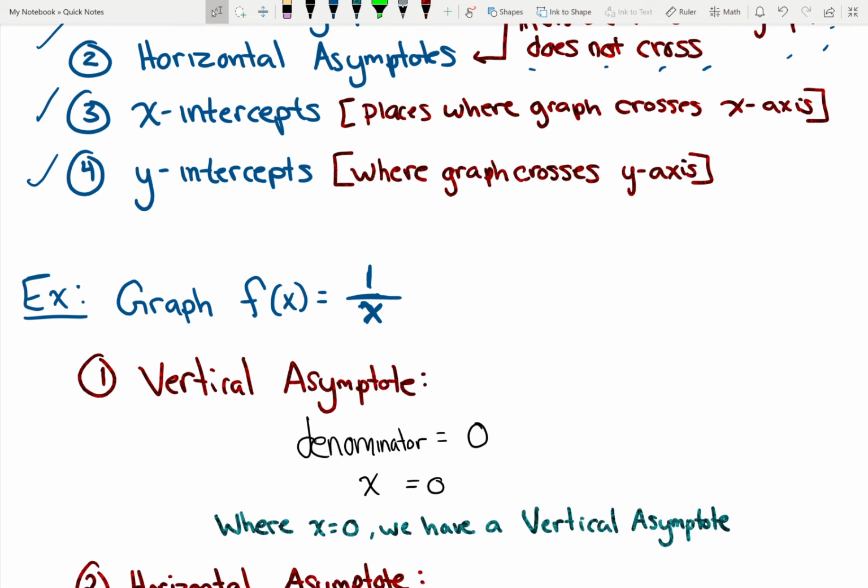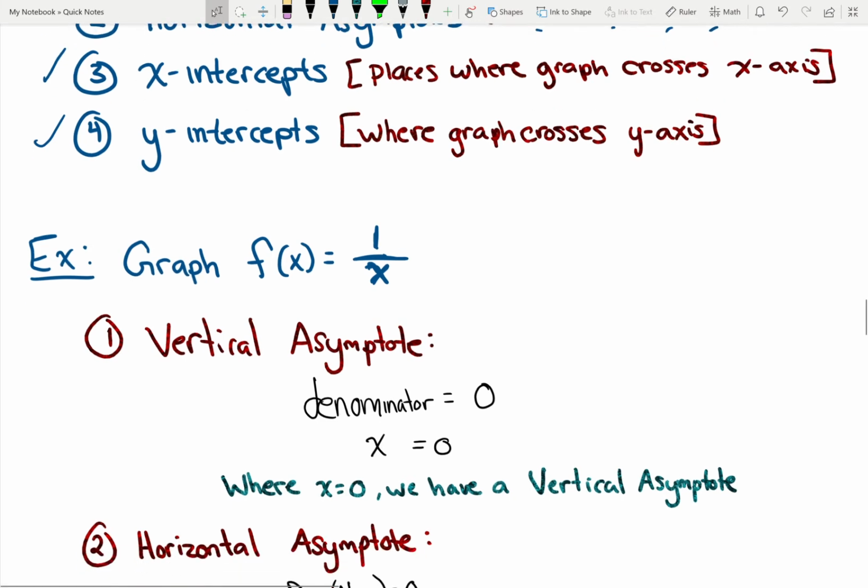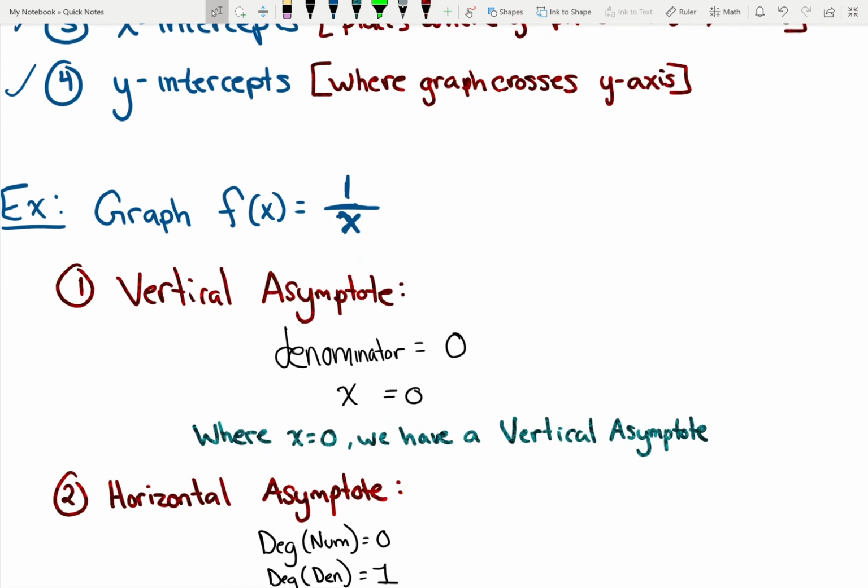All right, and I'm just going to be running down this list of four things, and then we're going to put the graph together. Okay, secondly, we have to find our horizontal asymptote. If you remember from the horizontal asymptote video, we have to compare the degree of the numerator to the degree of the denominator. The degree of the numerator here is 0 because there are no x's, and if there are no x's, that means the degree is equal to 0.